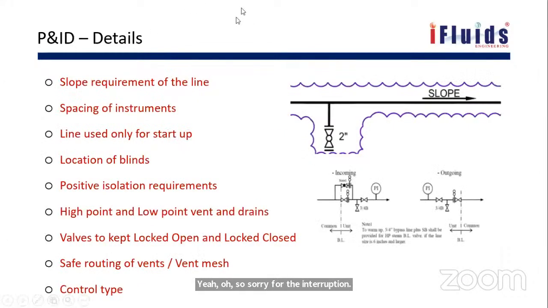So now we saw the slope requirements. We'll just quickly go through what we discussed in the last few minutes. Slope requirement, we told you, in case the process requires any liquids not to be stagnant in the pipeline, and the line to be designed with a slope towards the nearby vessel, that has to be clearly mentioned in P&IDs. So spacing of instruments, lines which will be used only for startup, all these details should be clearly mentioned in the P&IDs.